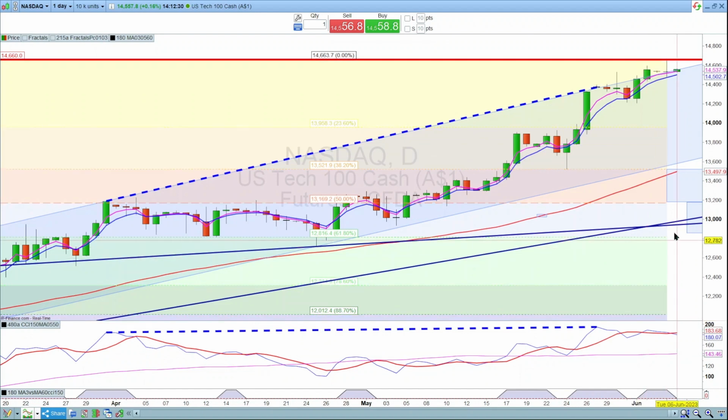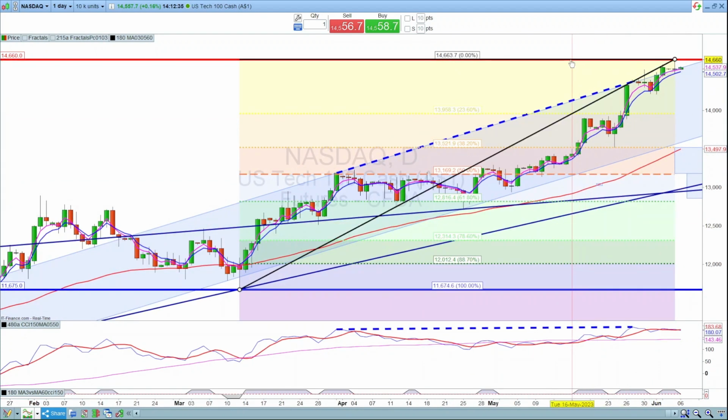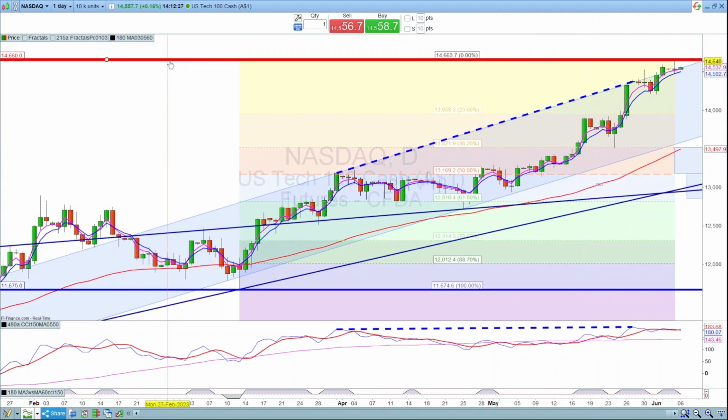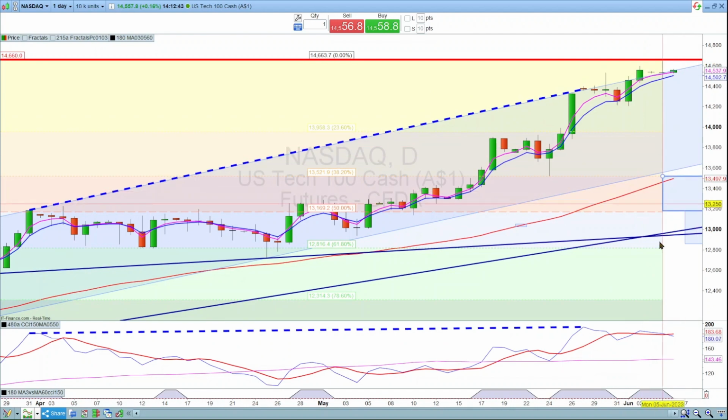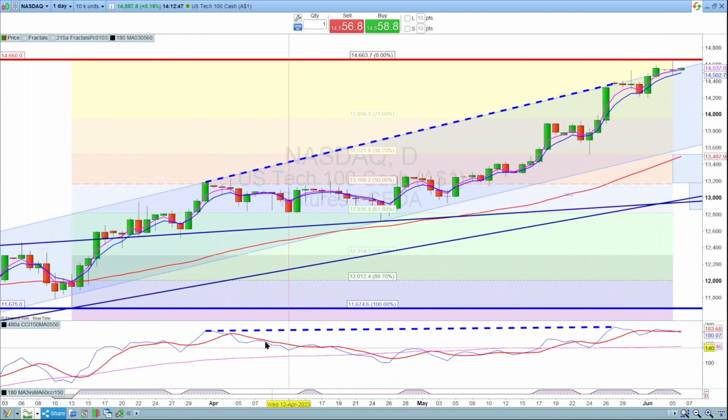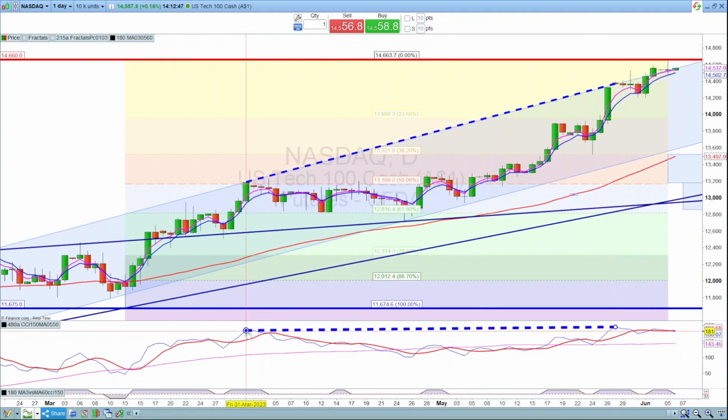about going long. Also, we've got this key resistance up here at 14,660. That was previously at this previous bar here at that level, but we've raised it after the last couple of days. You'll notice also we've got this divergence on the CCI. It's a very slight, almost flat divergence. If anything, it's very slightly raised, but it's most likely a very flat divergence.